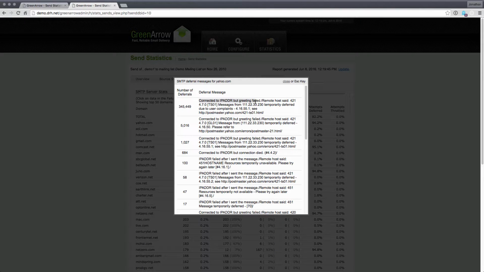Here we see GreenArrow connected to Yahoo's IP address, but the greeting failed. The remote host, which is Yahoo in this case, said 421, and then it gave the TSO1, which is Yahoo's response code. And then it gives a message that's more human readable. Messages from your IP address are deferred due to user complaints, and then it gives a URL where we could go and look to get more information on what exactly this means.